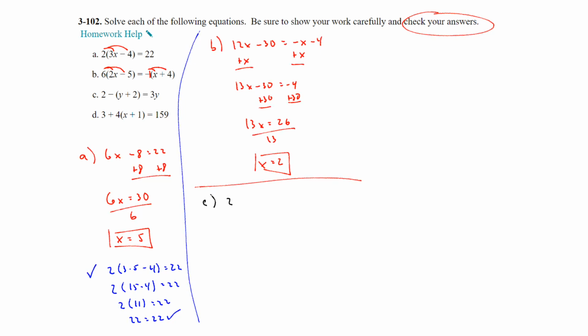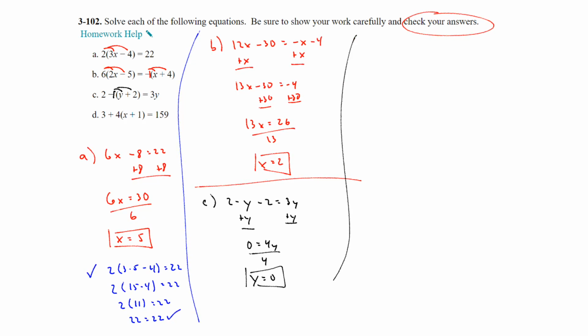Part C, 2 minus y plus 2. So once again, we're going to distribute that negative 1, or that negative. So it's minus y minus 2 is equal to 3y. I'm going to add the y to both sides. Combine my like terms. 2 minus 2 is 0. Divide by 4. And y is equal to 0.